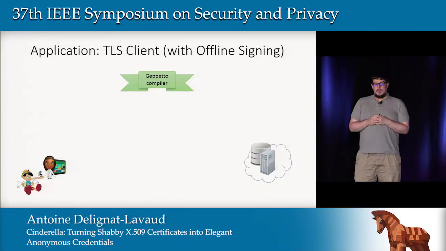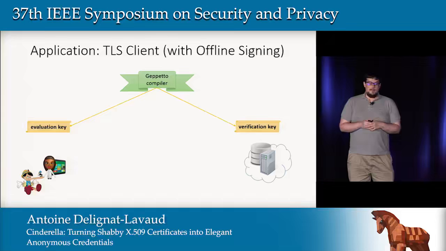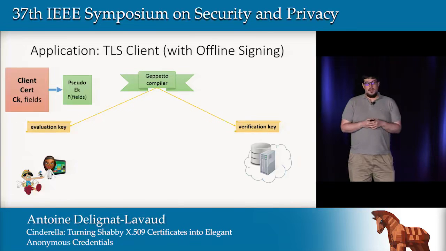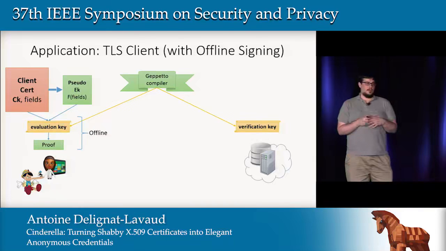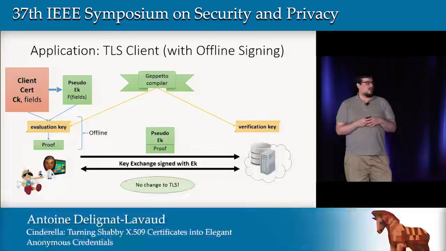For our TLS clients, we have switched the roles, so the client is authenticating to the server. We're going to generate the evaluation key and the verification key, but for efficiency, since as we'll see later the evaluation is quite slow, we actually want to pre-compute offline a pseudonym certificate based on the real one that you want to use. We do this operation by generating an ephemeral public key for the certificate and appending it to the proof using the X.509 formatting. And we can actually transmit this proof and use the ephemeral key for signing the key exchange. This lets you use Cinderella with no change to the TLS protocol.